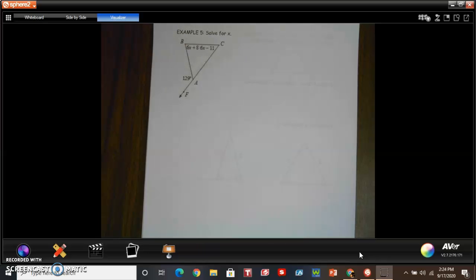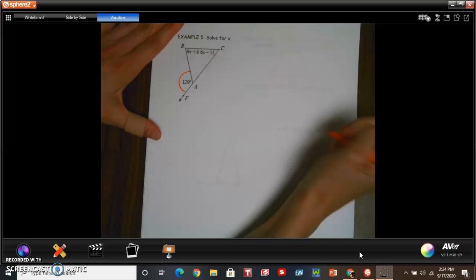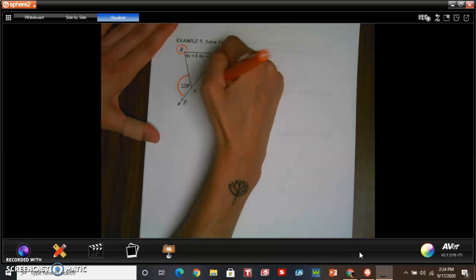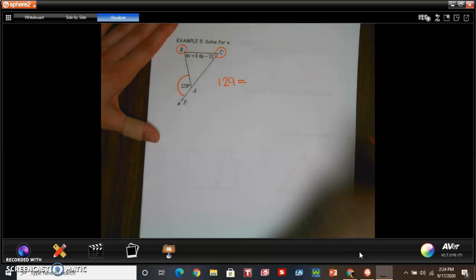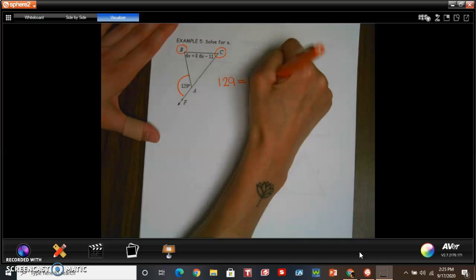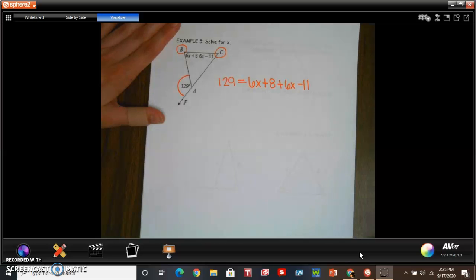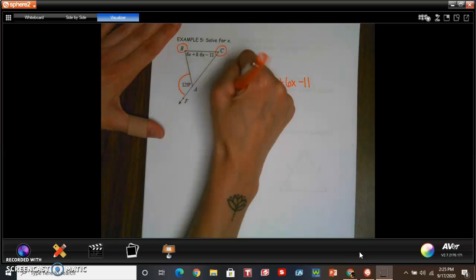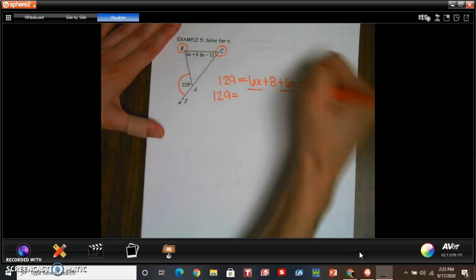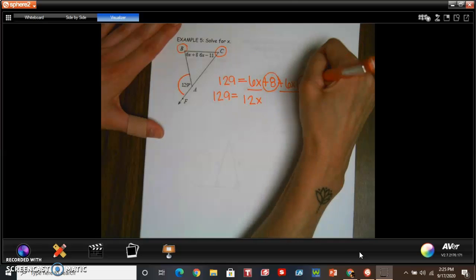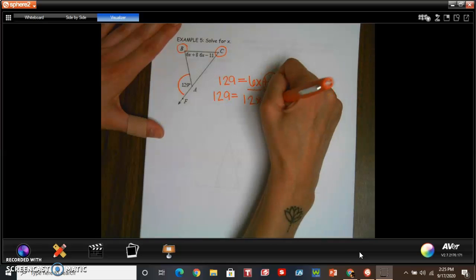All right, next order of business, we have example 5. Again, we're solving for x. We're going to arch our outside and circle our inside. So remember, your outside, your arch, is equal to your insides added together. All right, so let's combine like terms. So we have a 6x plus 6x, which gives us 12x. And then we have 8 minus 11, which gives us negative 3, I do believe.